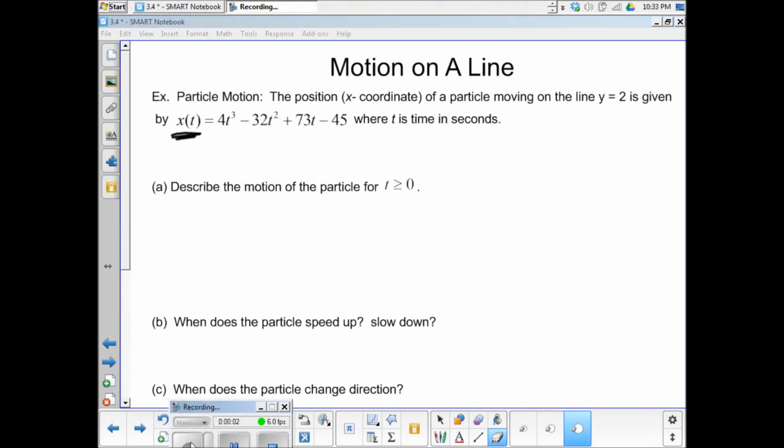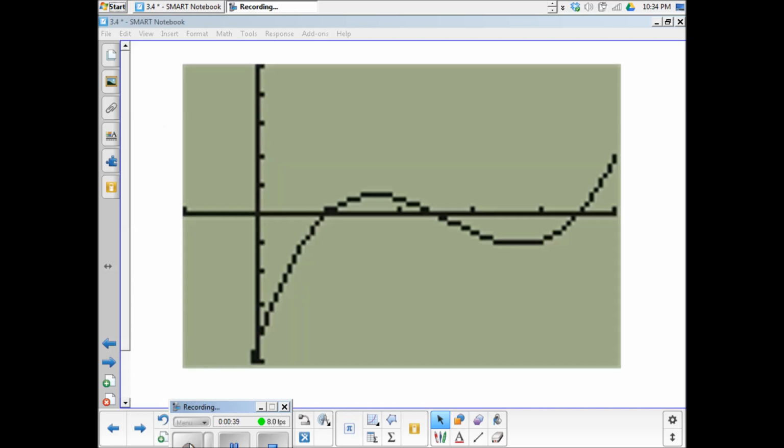Okay, this is a very famous type of problem called motion on a line. We're going to be studying the x-coordinate of a particle that's moving back and forth on the line y = 2. We're going to keep track of its x-coordinate using this function. Probably the most informative thing to look at would be the graph. Take a moment and enter this as y1 into your calculator. You'll be using x for your t. The window that I'm using here, by the way, is from -1 to 5 on the x-axis using an x scale of 1, and from -50 to 50 on the y-axis using a y scale of 10.